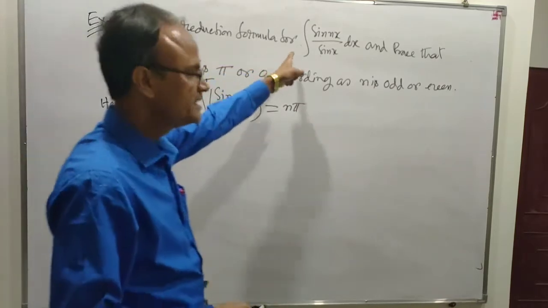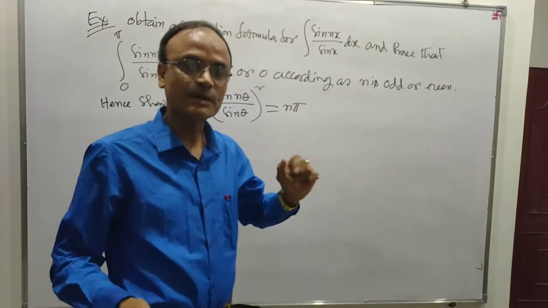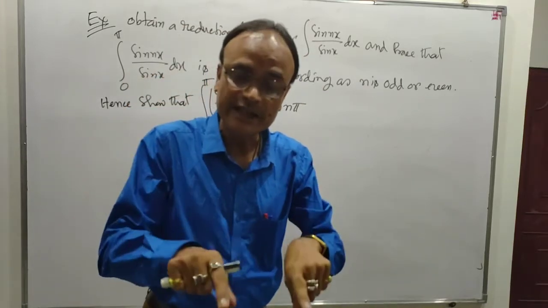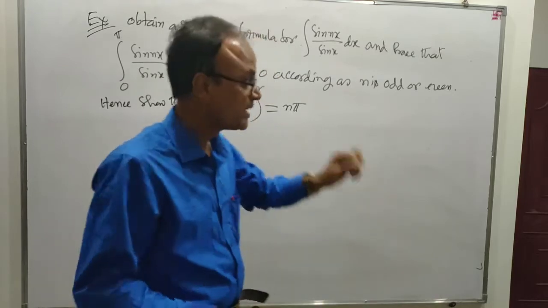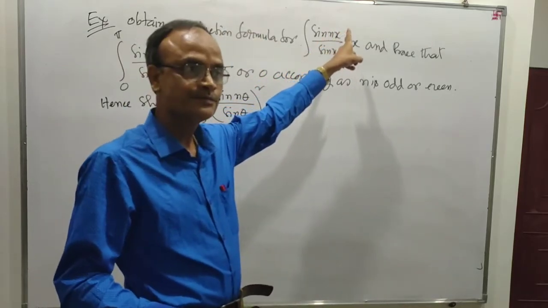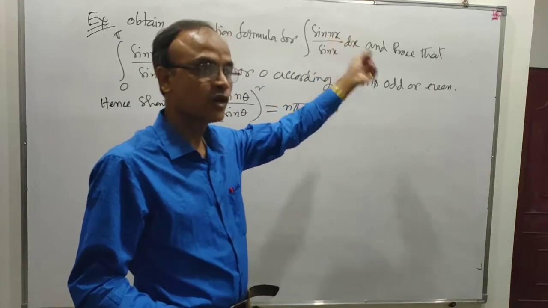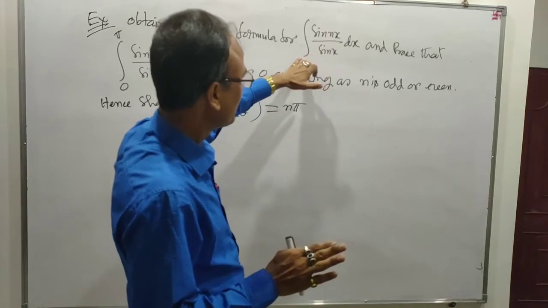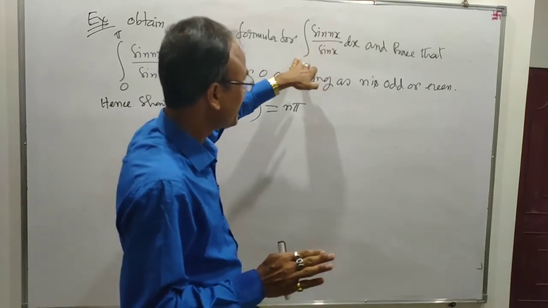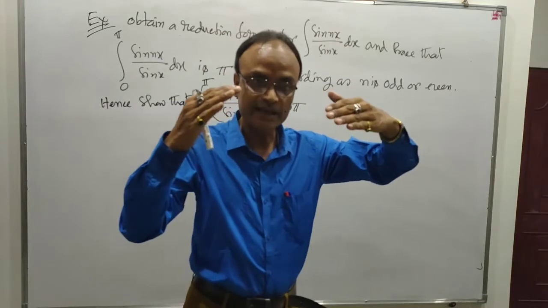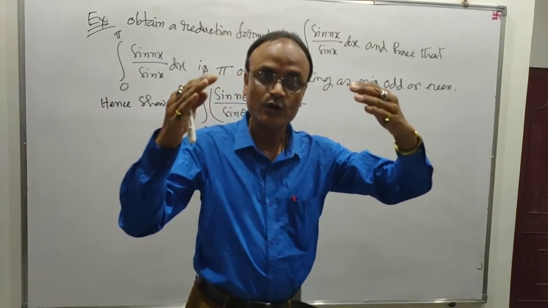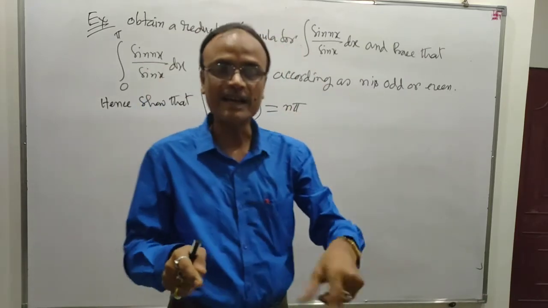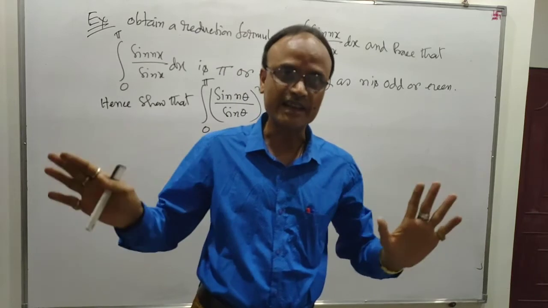Suppose we denote this integral by I n. A reduction formula means it should be reduced: in the result it should be n minus 1, or n minus 2, or n minus 3, or n minus 4. We have to obtain a result which includes I n and I n minus 1 or I n minus 2 or like that.